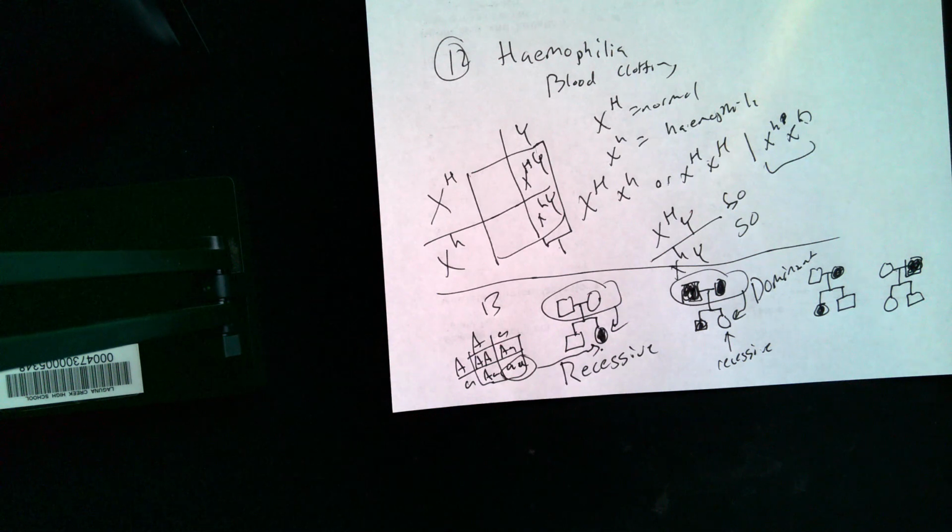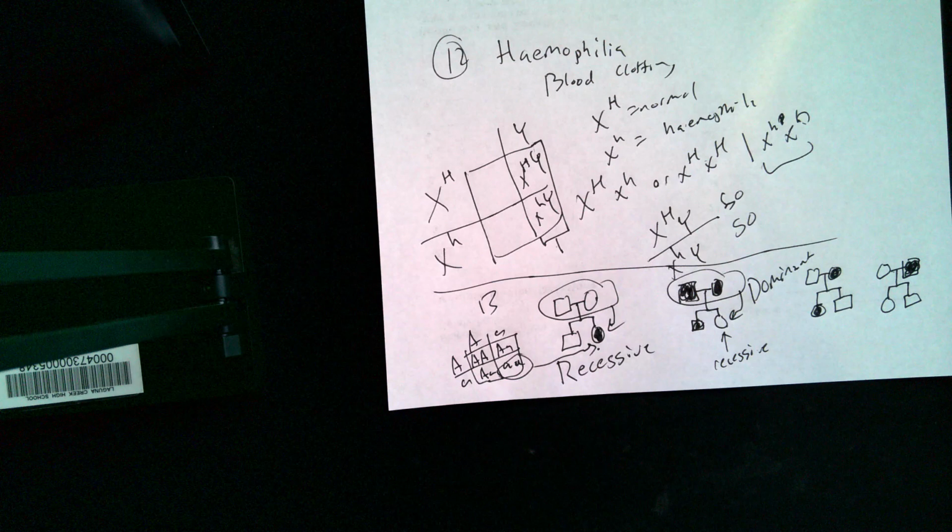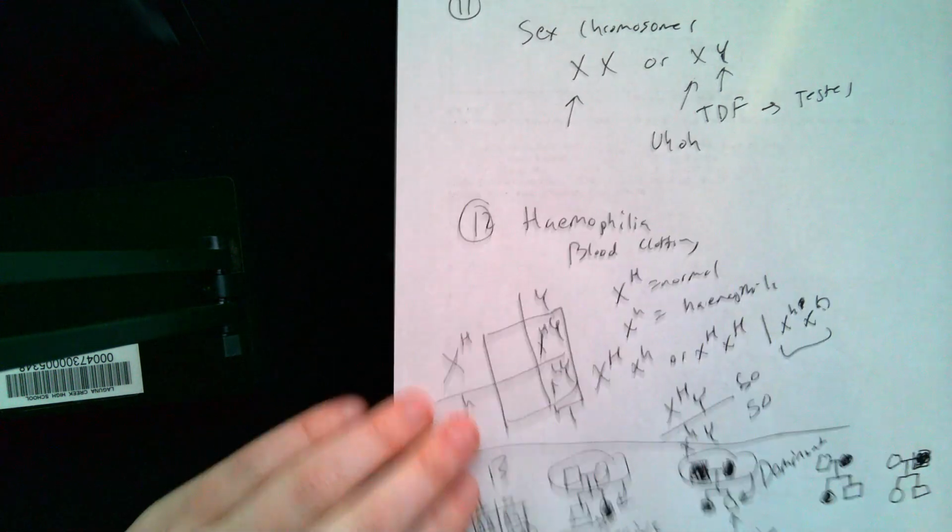So it is what you can see. Okay? So that is how that works. All right, that is hemophilia. Oh, no, that was 13. That's pedigrees. Sorry. Trick myself. 14.